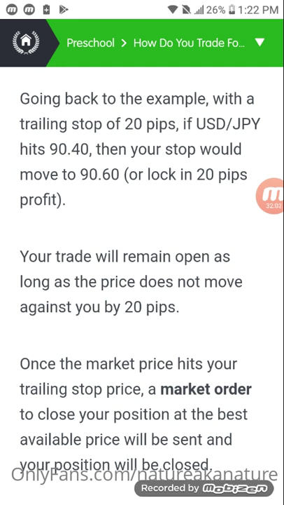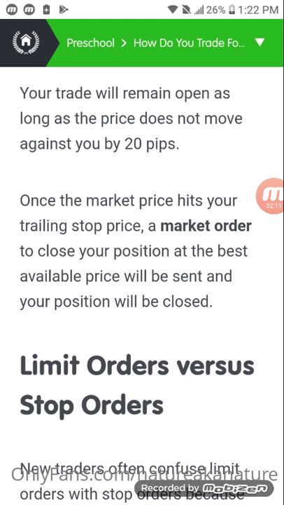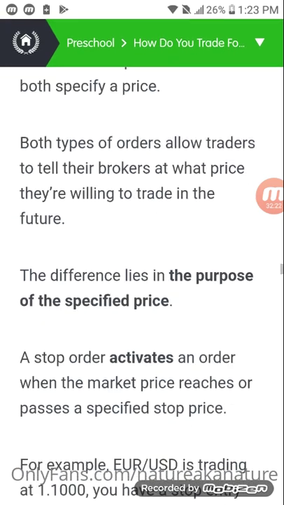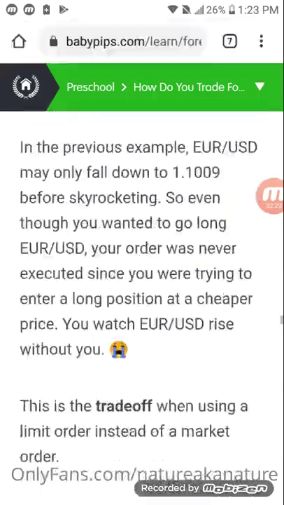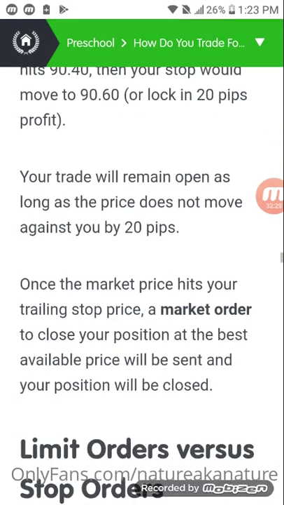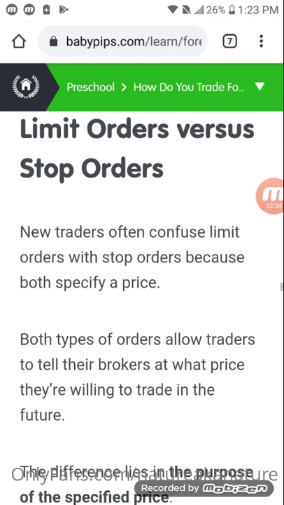Your trade will remain open as long as price does not move against you by 20 pips. Once the market price hits your trailing stop price, a market order will be sent and your position will be closed at the best available price that the broker has given you. So this is basically what it is as far as buy, sell orders, trailing stop orders, limit orders, and sell stop orders.